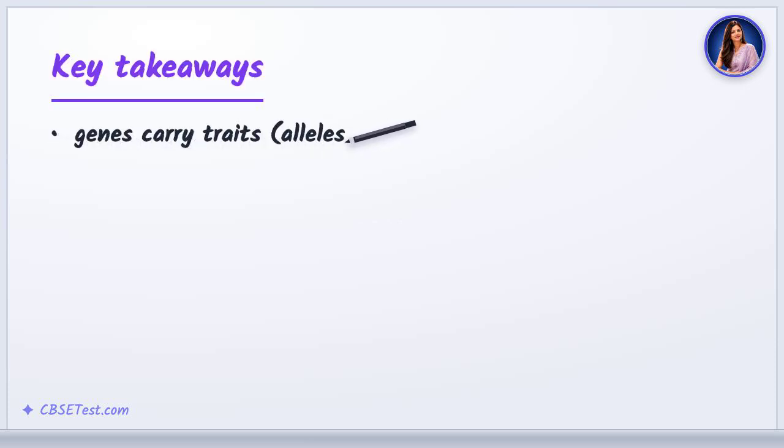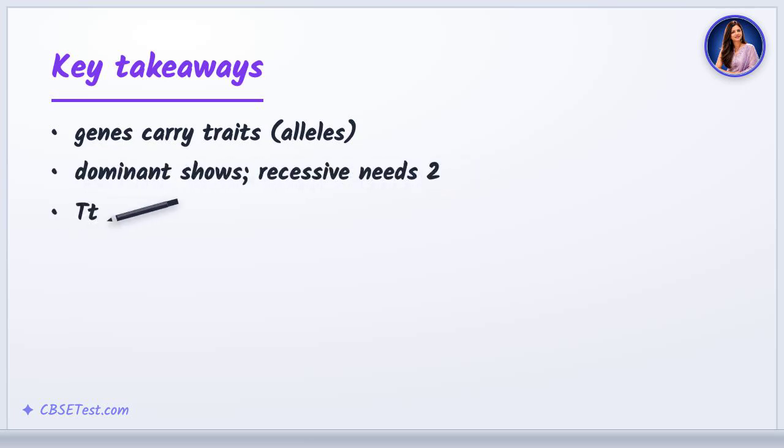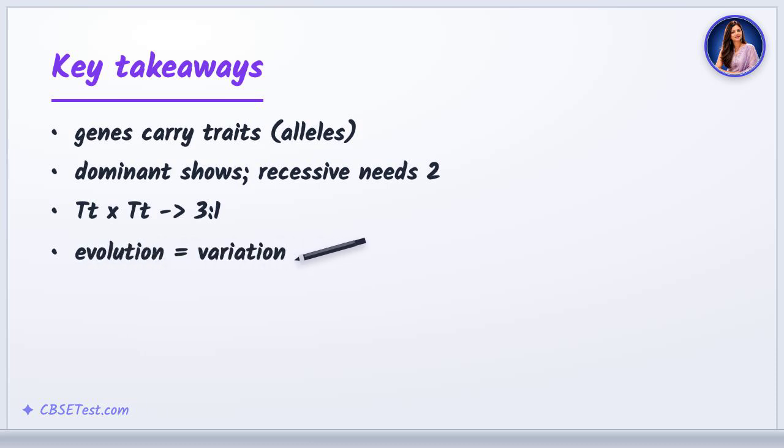To recap, genes carry traits through alleles. Dominant alleles mask recessive ones. A monohybrid cross gives 3-to-1, and evolution is variation shaped by natural selection.